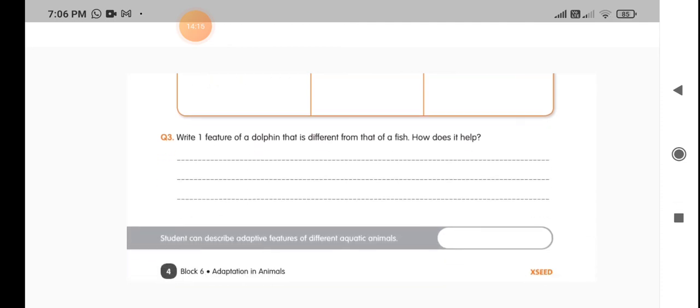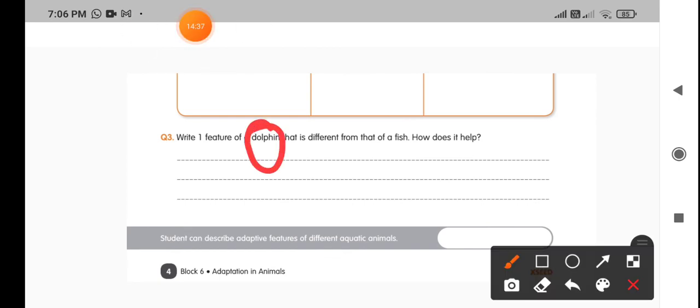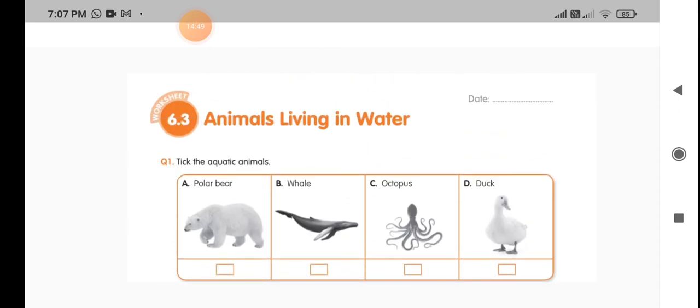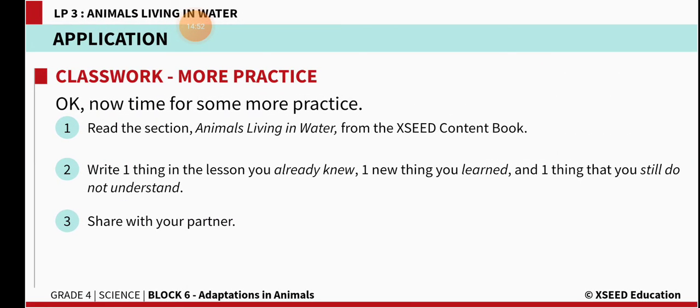And the next question: write one feature of a dolphin that is different from that of a fish. How does it help them? Dolphins have flippers, whereas fishes have fins and a tail for movement. And dolphins breathe through lungs, whereas fishes breathe through gills. That is also one of the differences you can write. So understood, children?